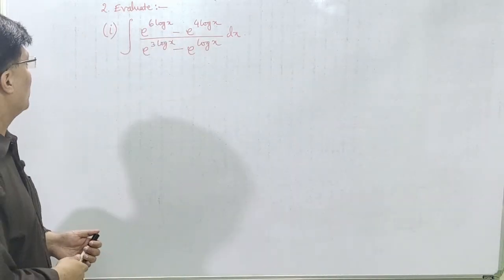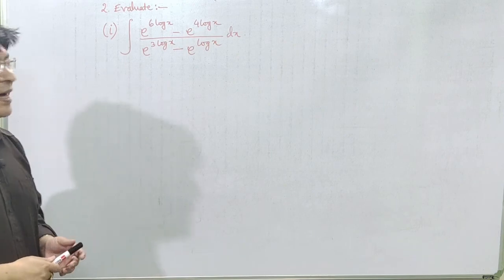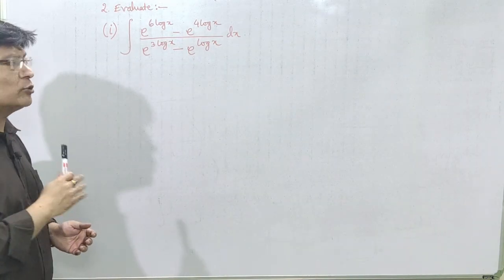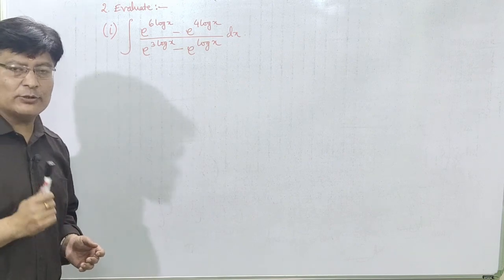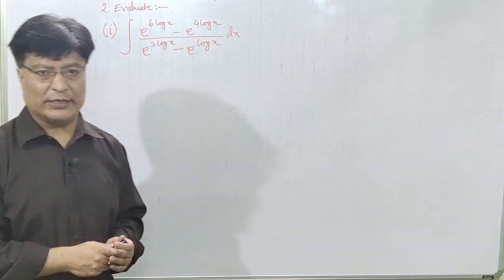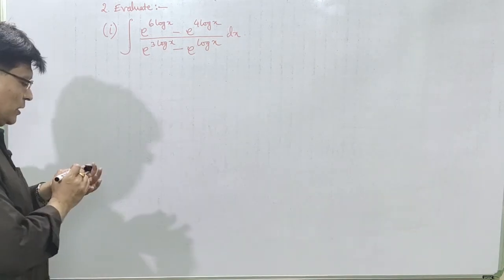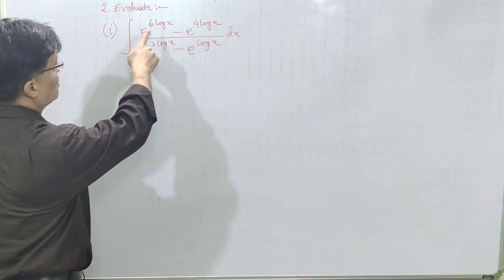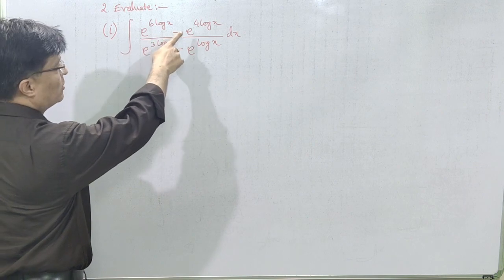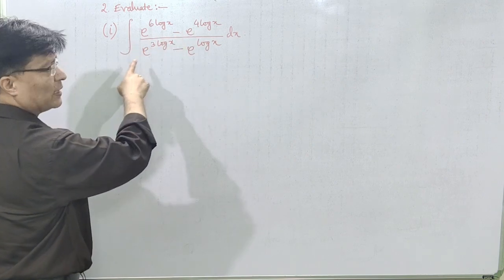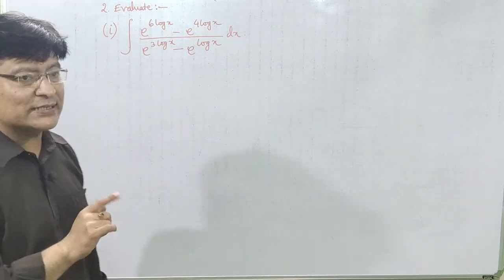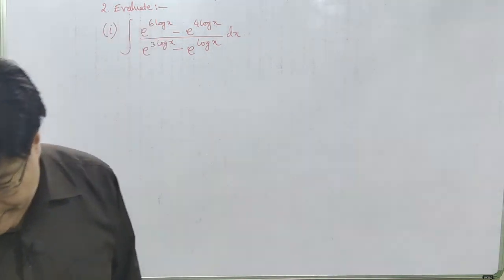So now we will do question number 1, part number 2. You have to evaluate, that means you have to find the value of this integration. Here you have to integrate (e to the power 6 log x minus e to the power 4 log x) divided by (e to the power 3 log x minus e to the power log x) with respect to x.